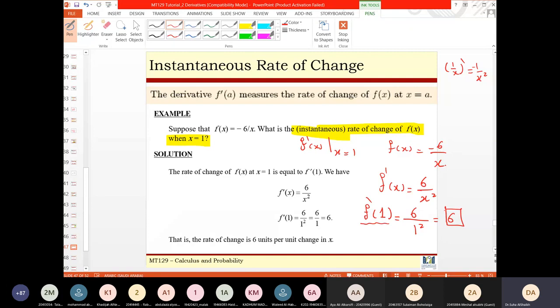In the question, they are asking us to find what they call an instantaneous rate of change of the function f of x at the point x equal to 1. Instantaneous, if you translate it, means at a moment, in the moment when x equal to 1. Rate of change is the amount of change, which is the derivative.